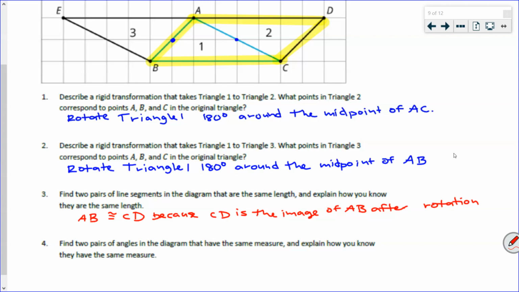Okay, I just need one person to share something that they discovered, something that they found is the same length. I'm going to go ahead and color code, and since I did AB in red, I'm going to highlight AB in red and show that it's the same as CD. Okay, Nadia.